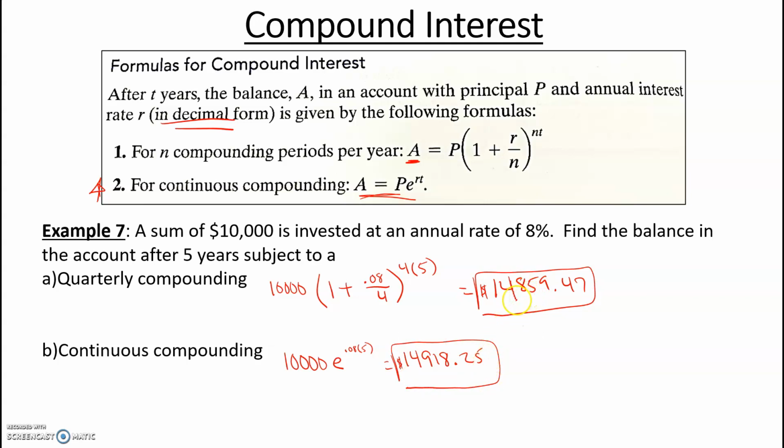But I mean, you want that extra money. Continuously, the more times you compound, the more money you're going to make. So if we went back and did this annually, we would not make as much money either. So the more times you compound, the more money you make.